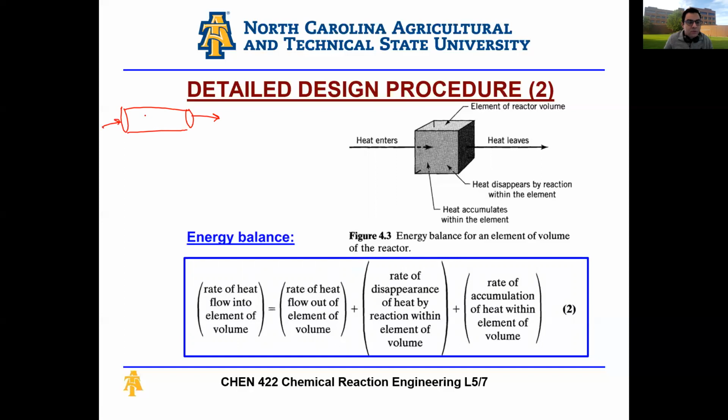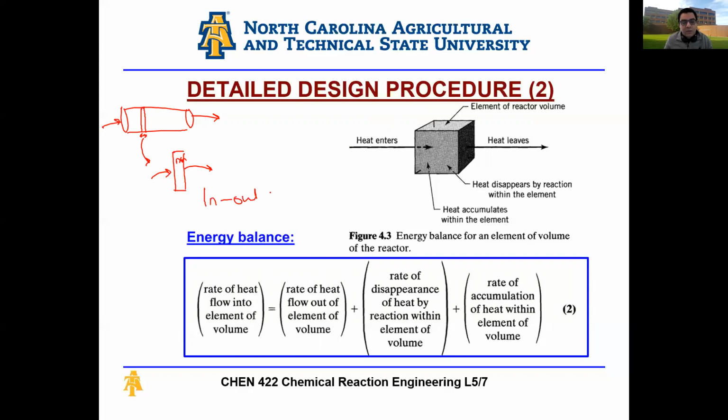You have feed going in and products coming out, and usually I would look at a very small element here. In this element I would have reactants in, reactants leaving, and reaction. So some species appear due to reaction, some species disappear due to reaction, whatever it is. Similarly, if I have heat in, heat leaving, some heat is generated because this reaction is exothermic, or maybe some heat is being eaten up because this reaction is endothermic. However, the overall balance will always apply.